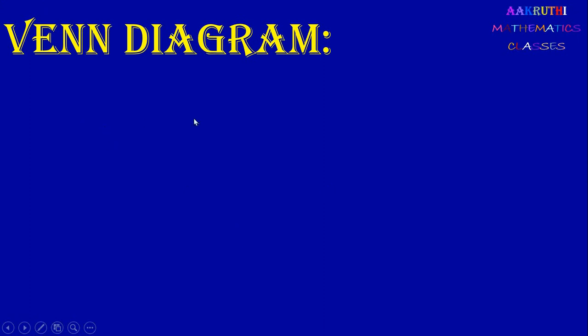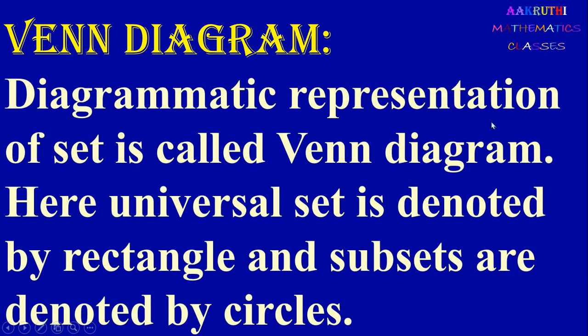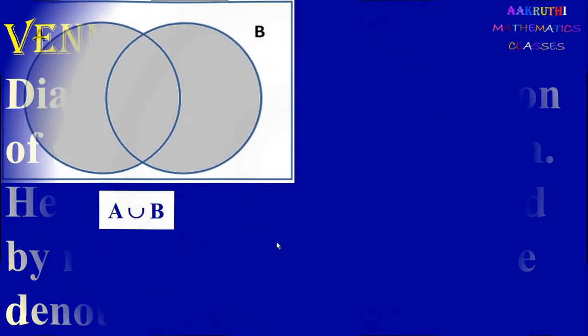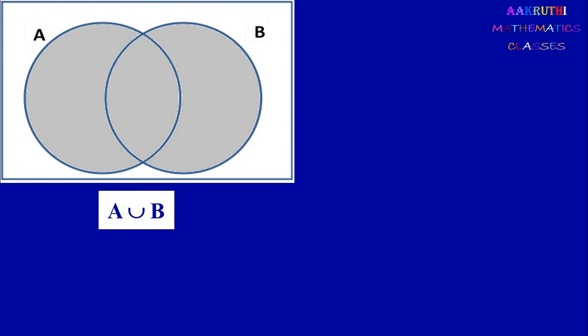Next we look at the definition of a Venn diagram. Diagrammatic representation of sets is called a Venn diagram. Here the universal set is denoted by a rectangle and subsets are denoted by circles. Now in a Venn diagram we shade some part. Here the shaded part is set A and set B together, so this is called A union B. Both set A and set B are shaded, so this diagram represents A union B.